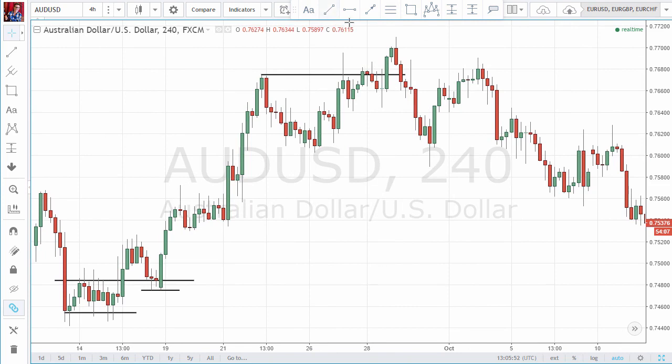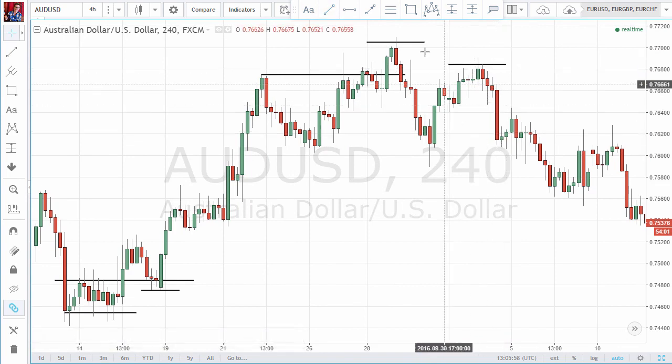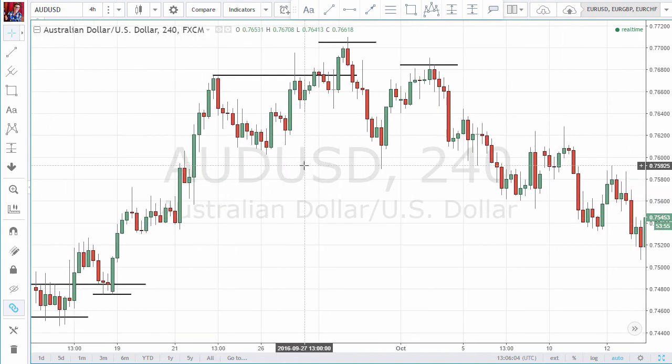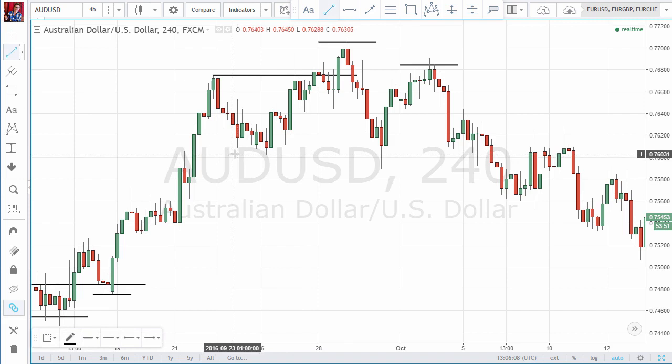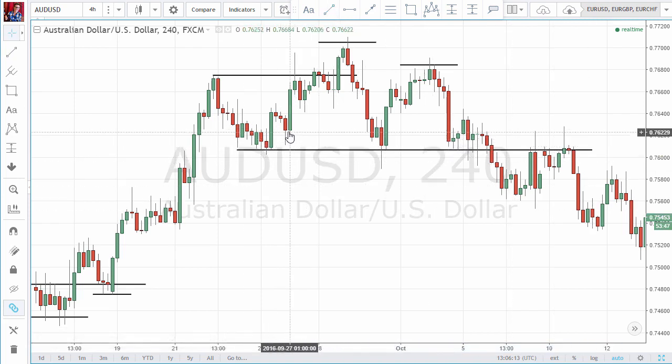And then here we can see that was our final swing high. Here we have then a new swing high, but this time it is a lower high. And you can see how the trend structure is broken. And you can see in this area we have a lot of what we call confluence, a lot of price action in one area.